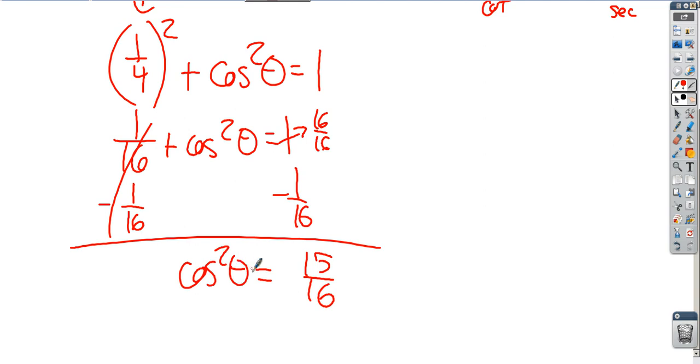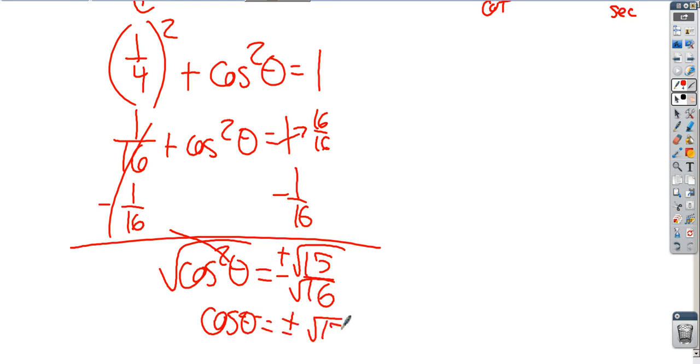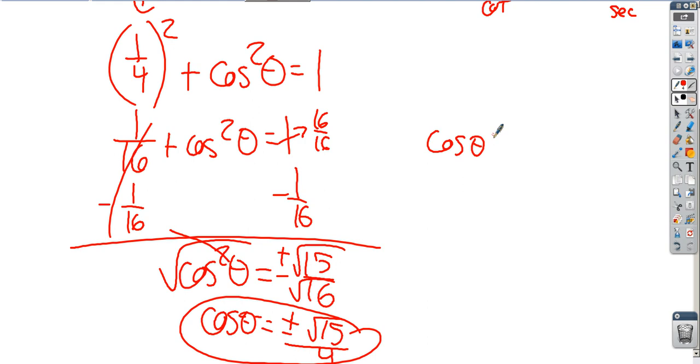How do I solve for cosine if it's cosine squared? Well, I need to cancel out the squared by square rooting. I'll square root this side. Square rooting a fraction is like square rooting the top and the bottom. And also whenever I take the square root, I do plus or minus. So those cancel. So we get cosine theta equals plus or minus the square root of 15 over, what's the square root of 16? That's 4. So we get plus or minus the square root of 15 over 4, but it can't be both.